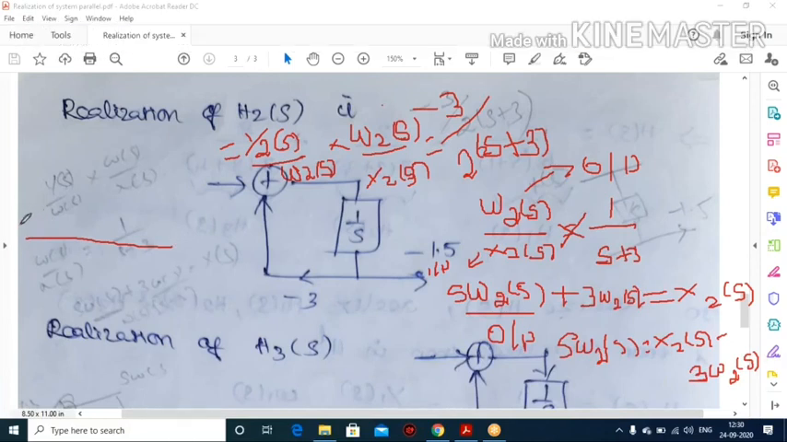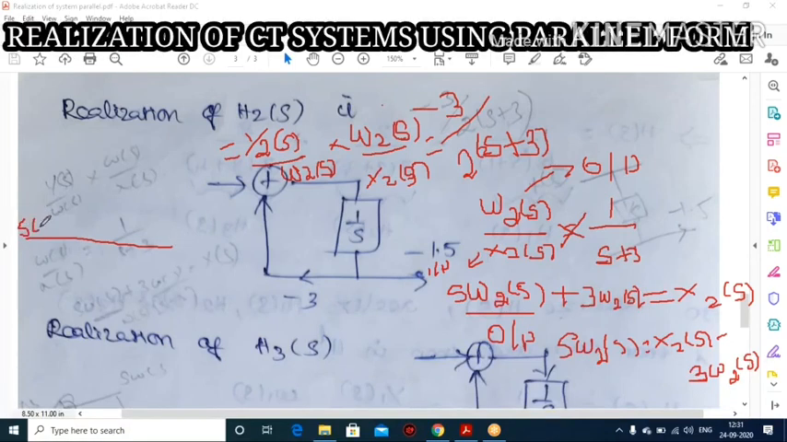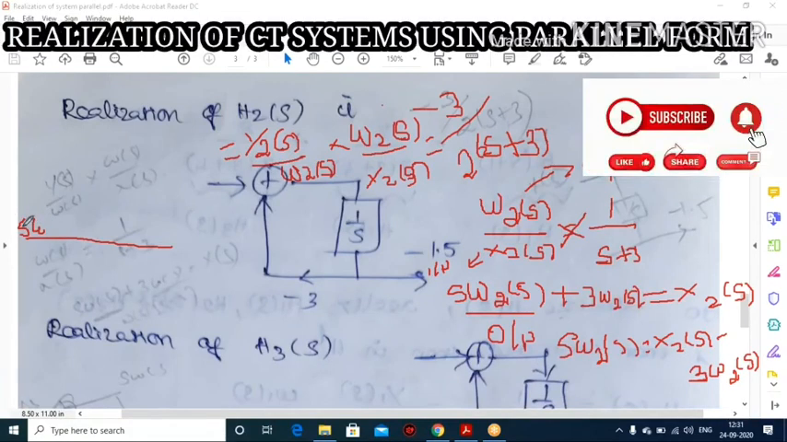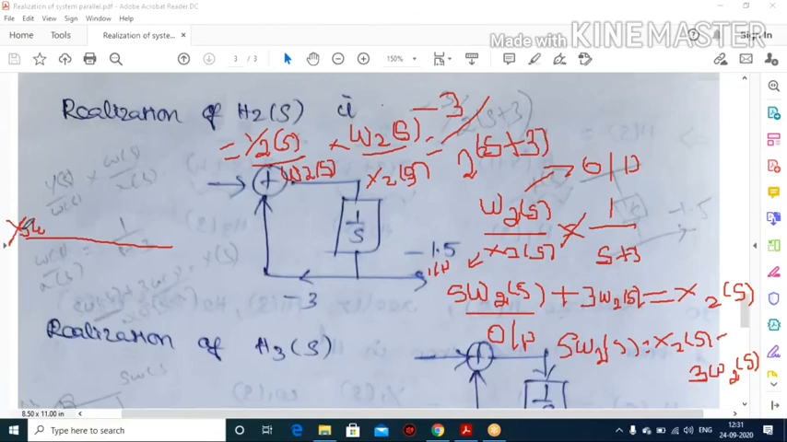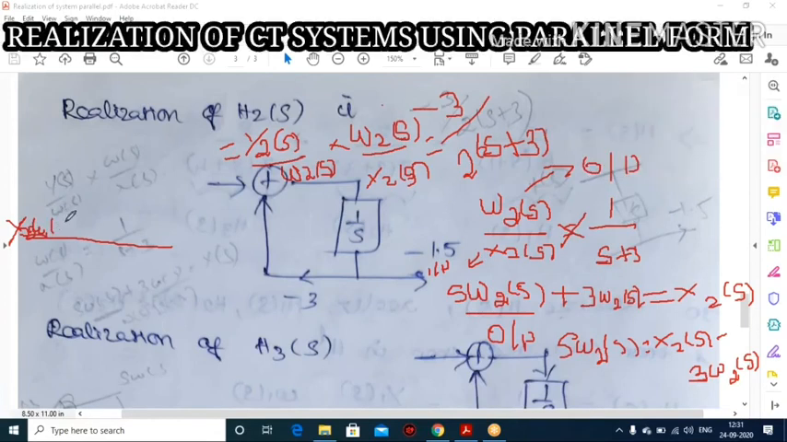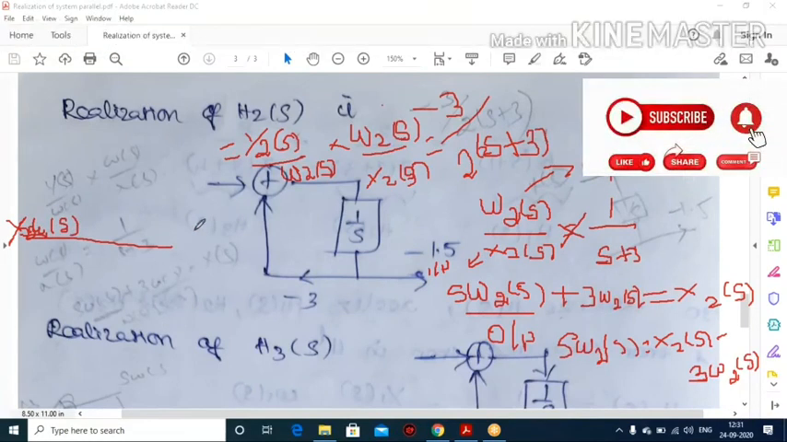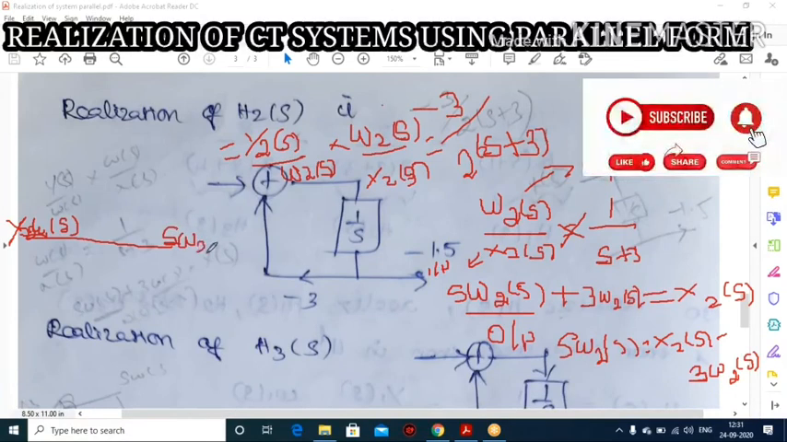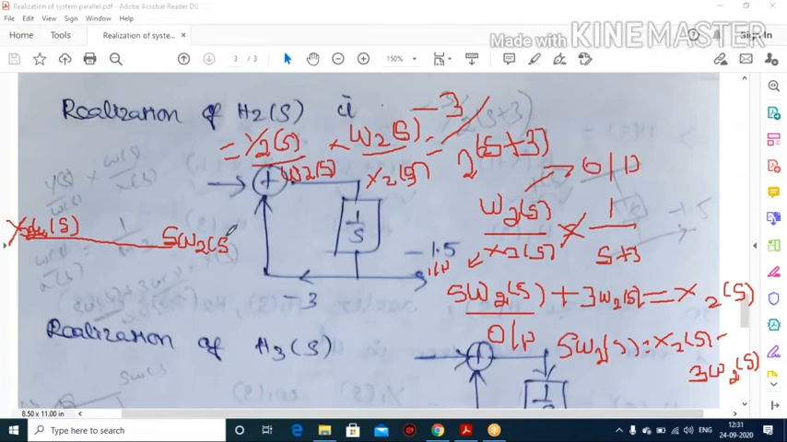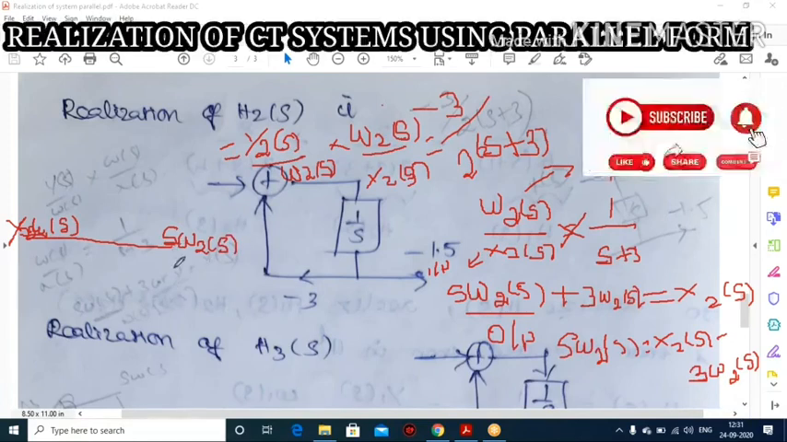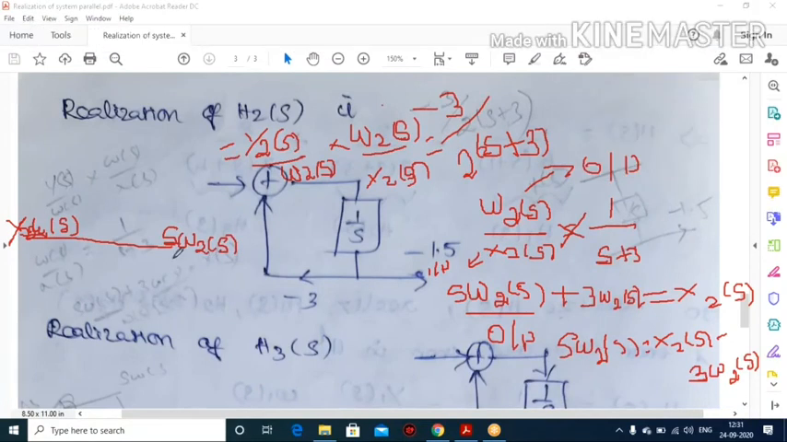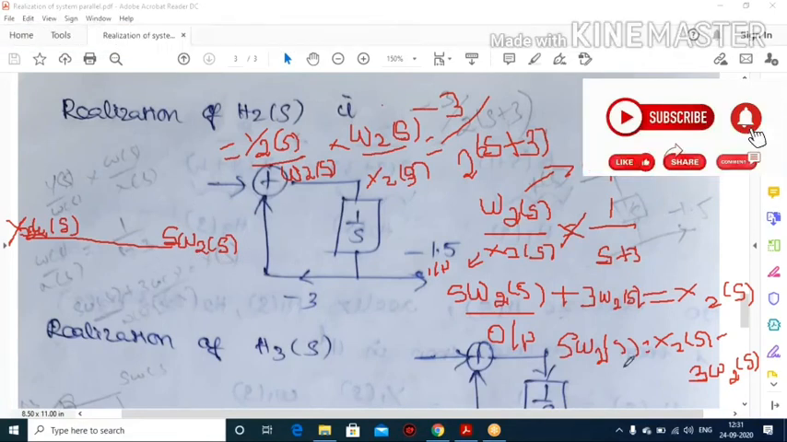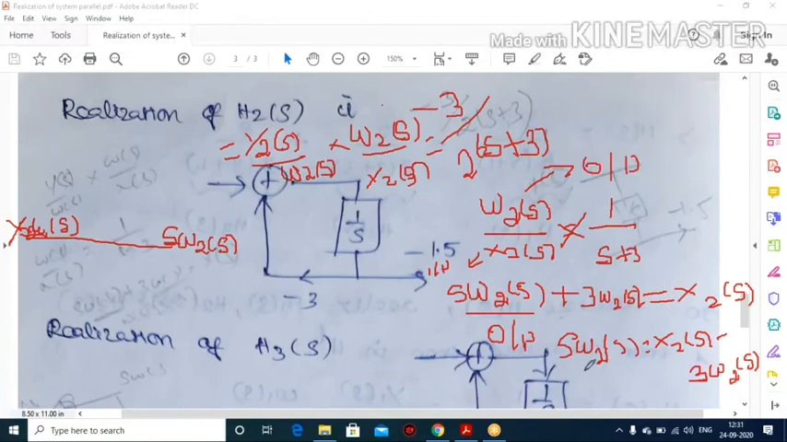On the left hand side I have taken the input, that is S into W2 of S. Sorry, this is the output now. So the input is X2 of S, so I put X2 of S here as your input. On the right hand side you take S into W2 of S, because here you connect an integrator block now. For the integrator block, your input should be in this format only, S into W of S. Then only the S and S will be cancelled.